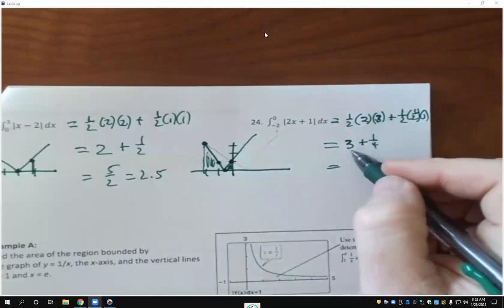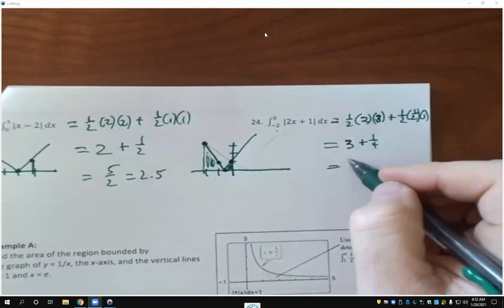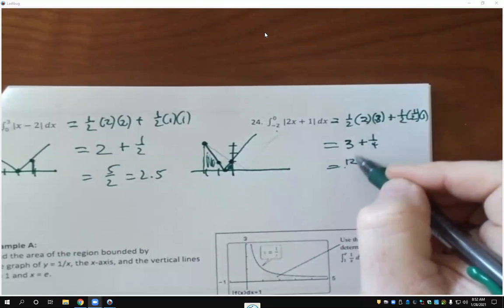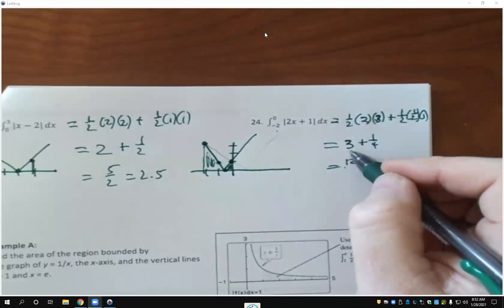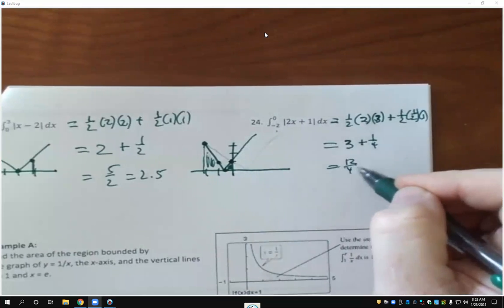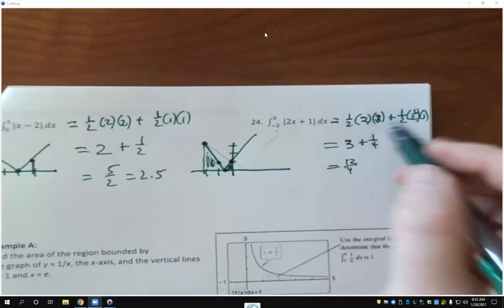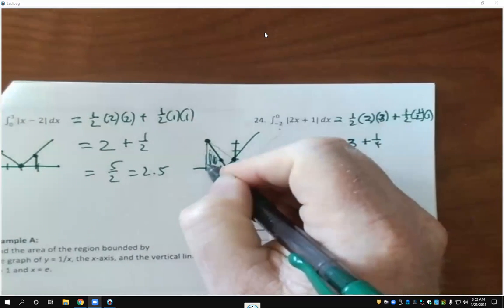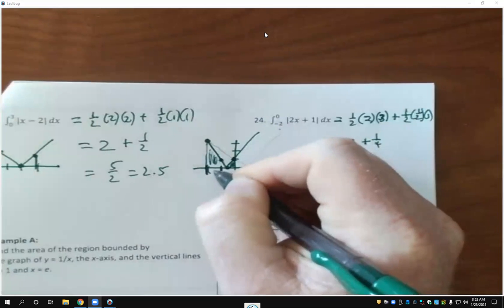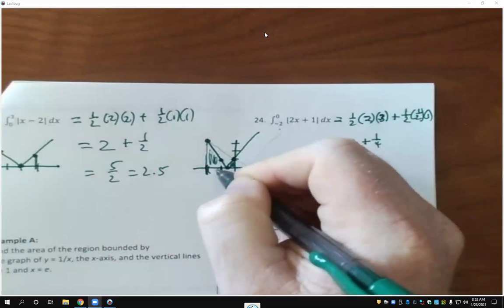Or change that into a force. What would that be? 12 force? No, it wouldn't be 12 force. Yeah, it'd be 12 force, right? I feel like I did this math wrong. I did. This base is not 2. This base is 1.5. I called it 2.